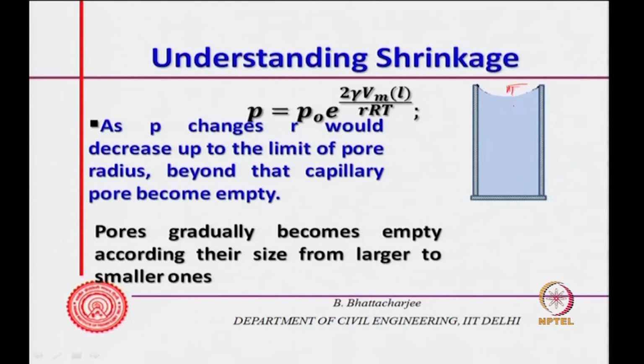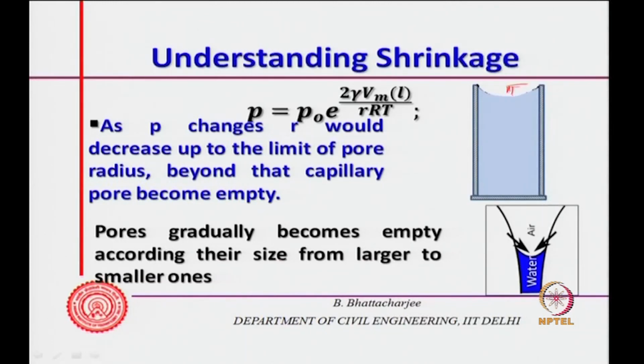So, in the case of drying, the vapor pressure changes. As the vapor pressure changes, the pore curvature will change, and a time will come when the curvature radius of the surface and the radius of the tube are the same. Beyond that, if the pressure still changes, what will happen? The pore will become completely empty. So, this is the phenomenon of drying.